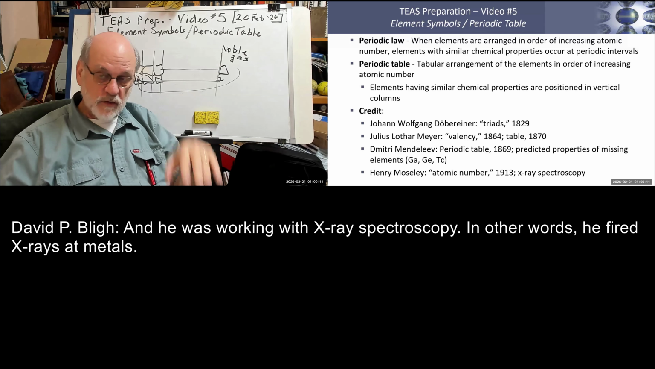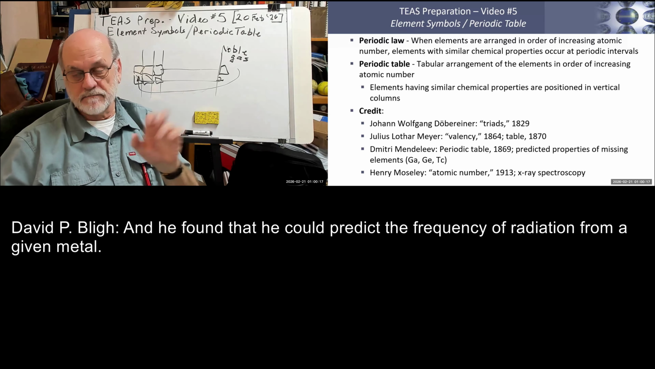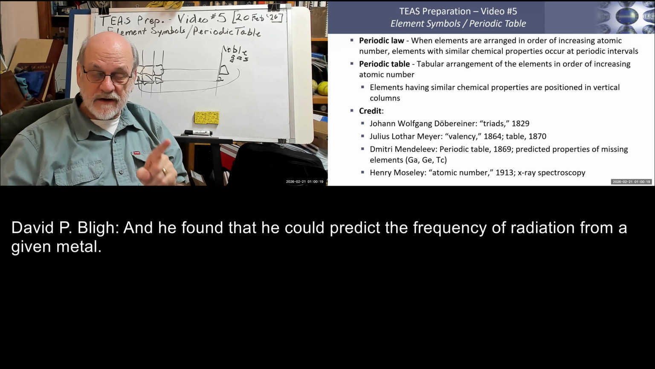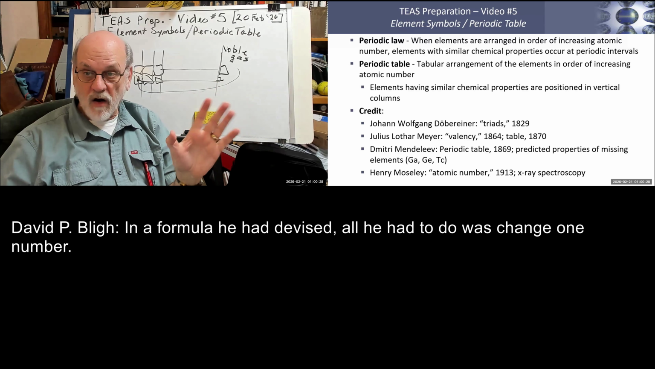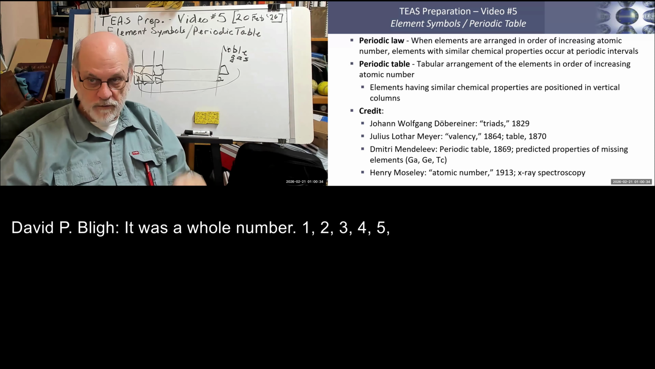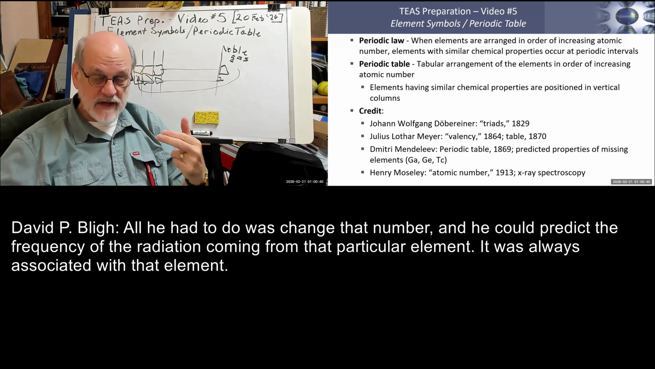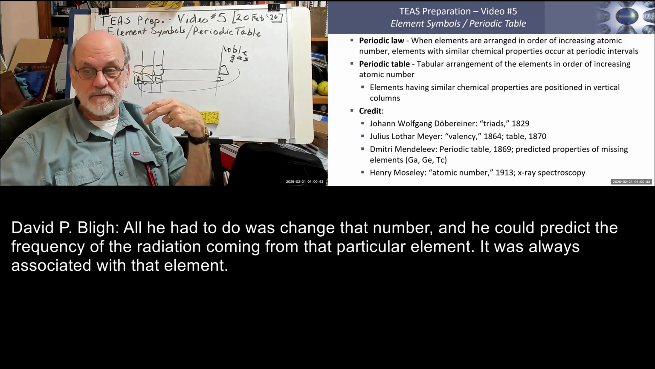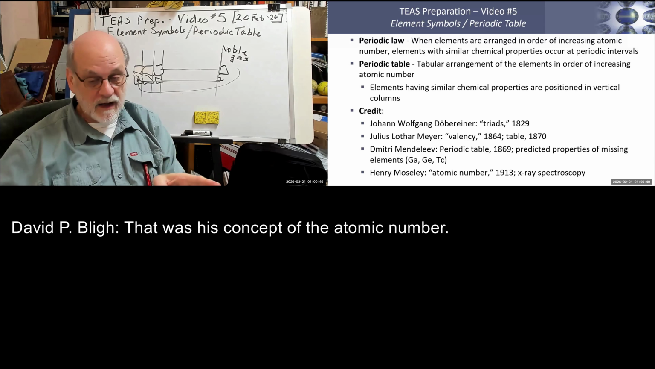In other words, he fired X-rays at metals, and he looked at the spectrum that they emitted. And he found that he could predict the frequency of radiation from a given metal in a formula he had devised. All he had to do was change one number. It was a whole number. 1, 2, 3, 4, 5, on up to 50, 60, whatever the case may be. All he had to do was change that number, and he could predict the frequency of the radiation coming from that particular element. It was always associated with that element. That was his concept of the atomic number.